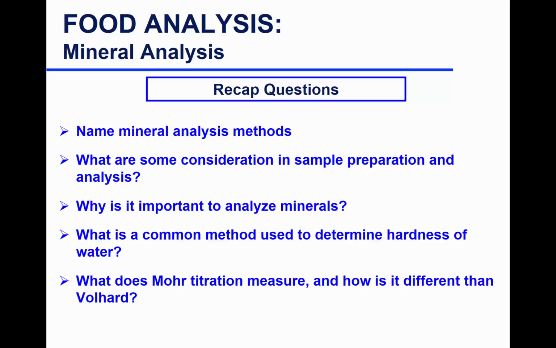Okay, and then how is it different than the Volhard titration? You have the Mohr titration and Volhard titration. Both are titration methods. Volhard is back titration. Yes, and the other one is forward. The back titration meaning you add an excess of the reagent and then titrate the remaining reagent that was not used up by the chloride, whereas the Mohr titration is just you titrate with the silver nitrate directly. Okay, very good. Remember, some of these questions will linger in the exam.